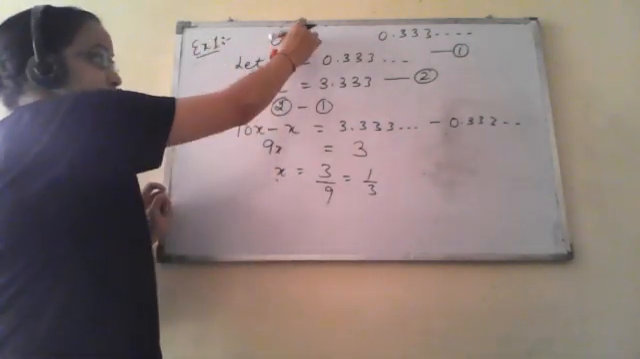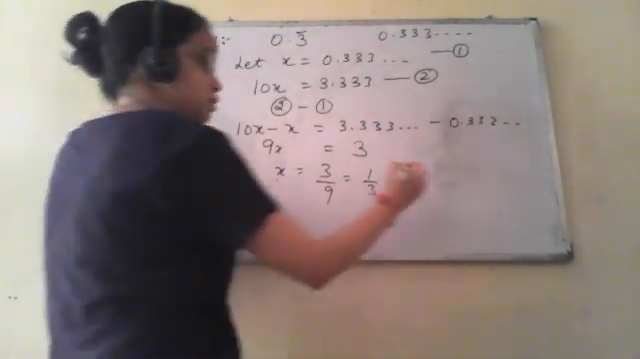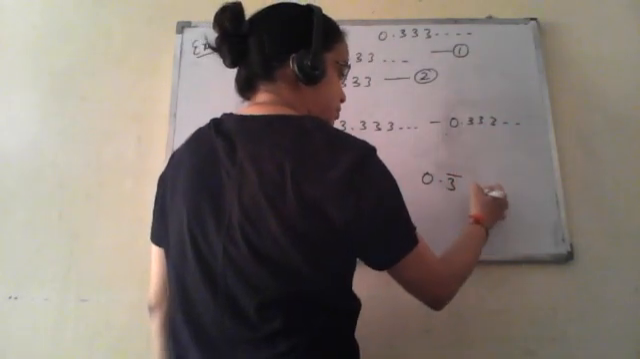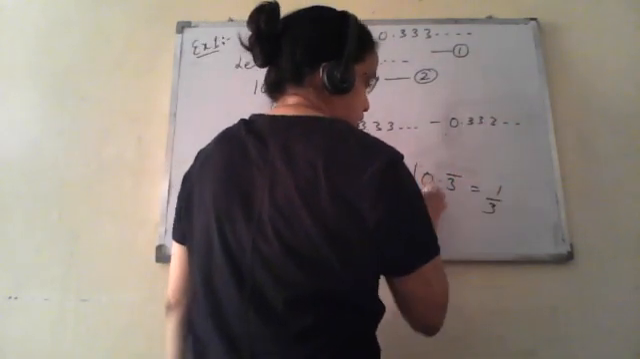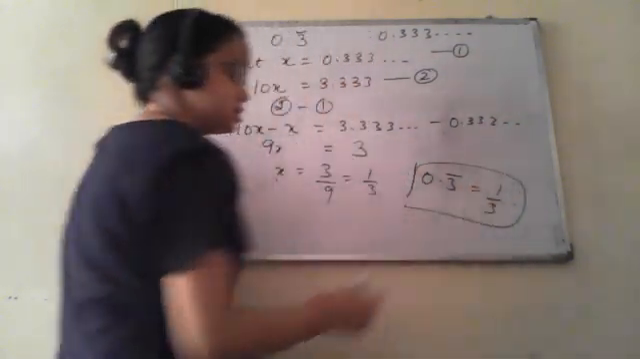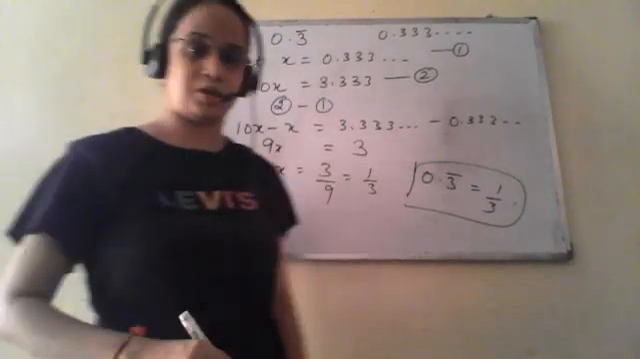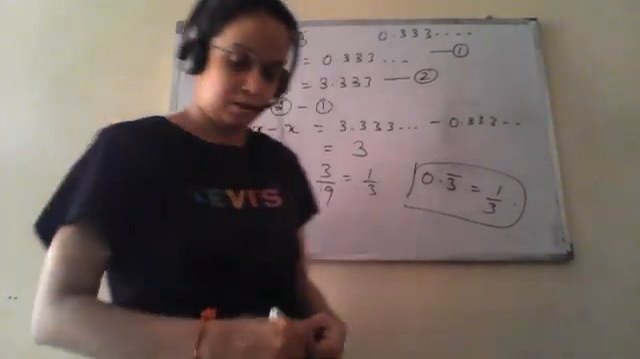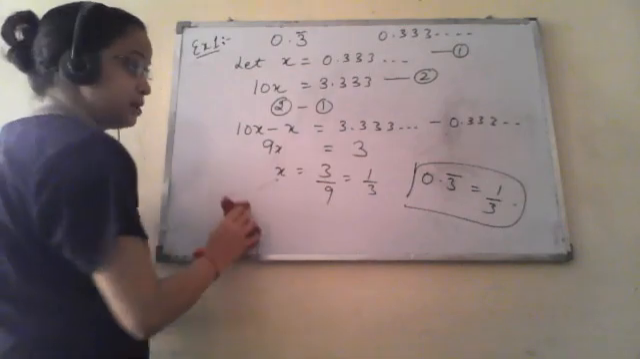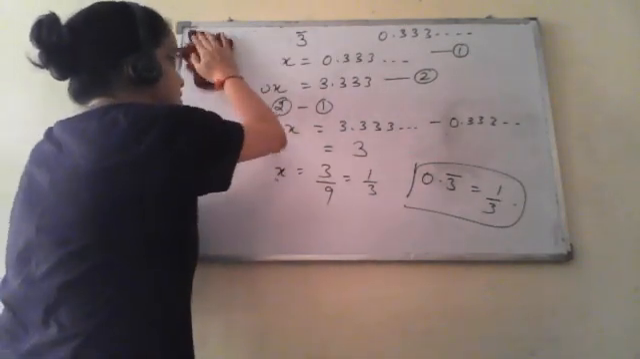And what was x? It was 0.3 bar. So this 0.3 bar can be represented as 1 upon 3. And this 1 upon 3 is in the form of p upon q, which is a rational number. Clear? So the first example is clear. We will take some more examples.